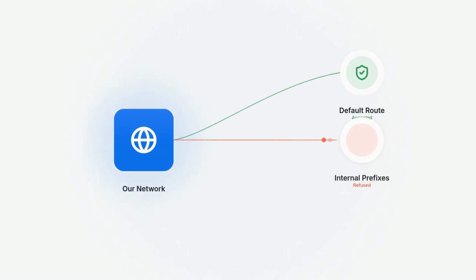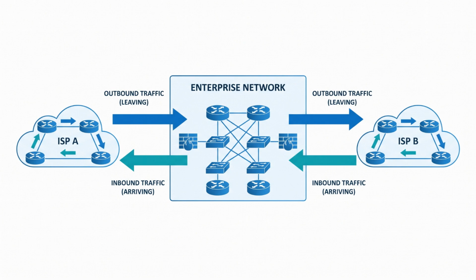Another example is route leak prevention. You may accept a default route from a provider but absolutely refuse to advertise internal-only prefixes or unrelated transit paths back out. This is why strong BGP engineers always ask two separate questions. How do I want my traffic to leave? And how do I want outside traffic to arrive? Those are related, but they are not the same control problem.